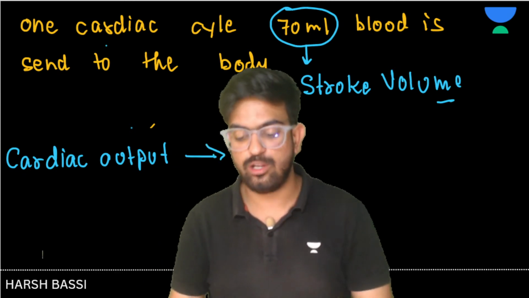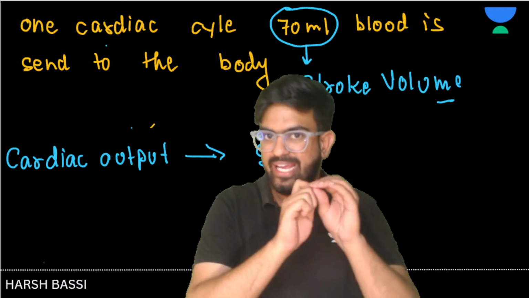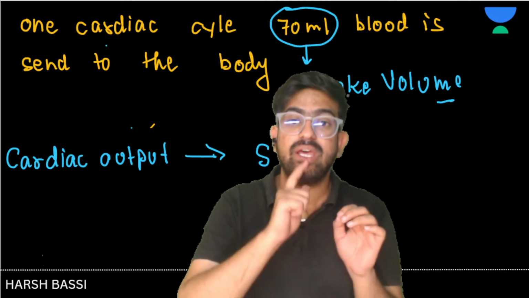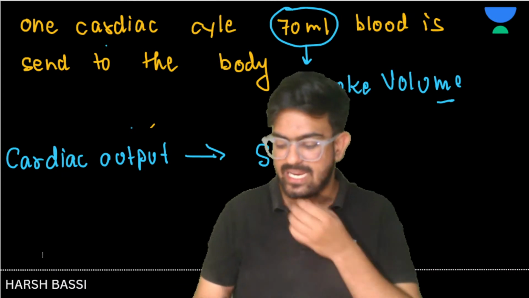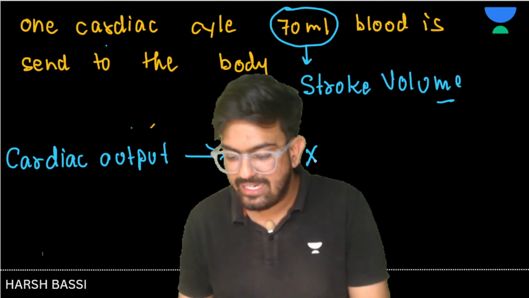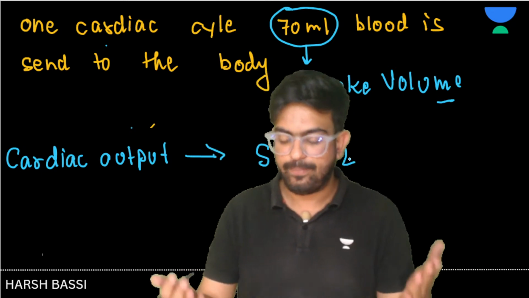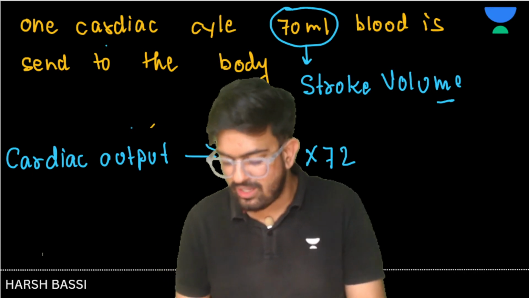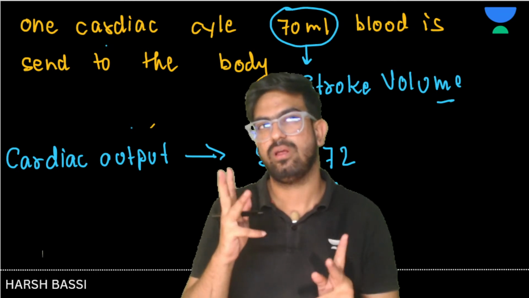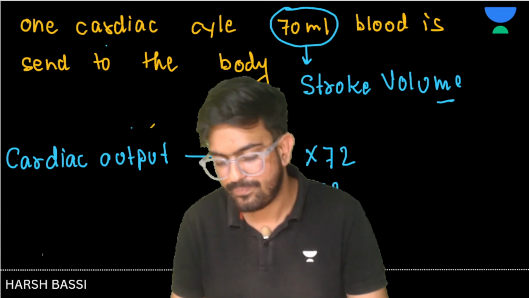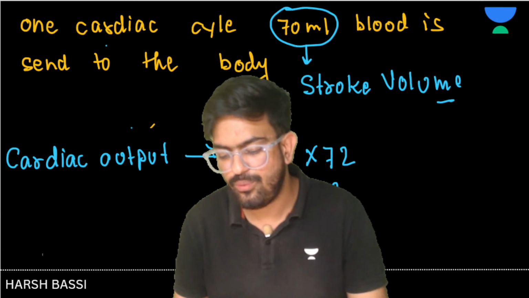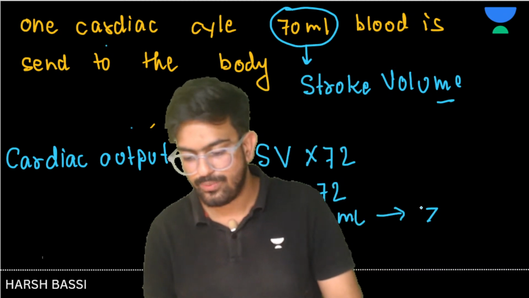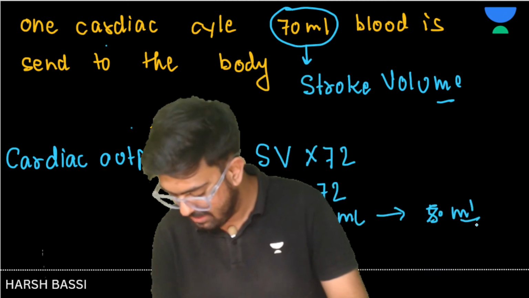So, stroke volume, एक cardiac cycle हो रहा है, तो 70 ml of blood जा रहा है. In 1 minute, how many cardiac cycles take place? In 1 minute, 72 cardiac cycles take place, which is the heartbeat. Yes or no? Yes. So, can we do 70 into 72, which will give us 5040 ml, approximately equal to 5 liters. Yes or no? Approximately equal to 5 liters.